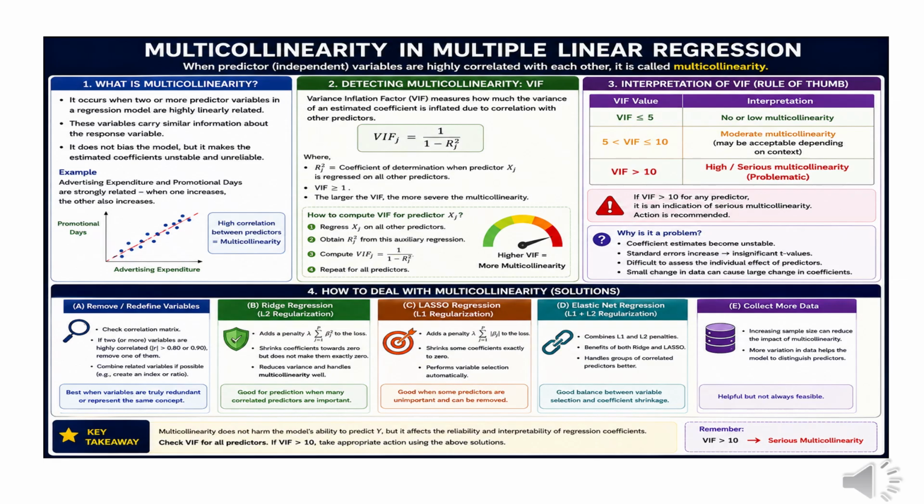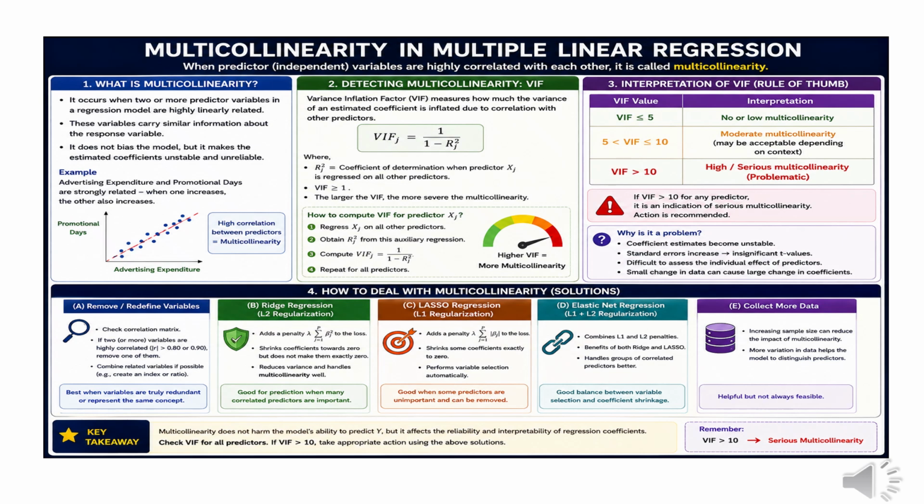For example, in our company example, suppose advertising expenditure and promotional days are strongly related. Whenever the company increases its advertising, it also tends to increase the number of promotional days. In this situation, these two predictors are providing very similar information to the regression model. This situation is called multicollinearity.